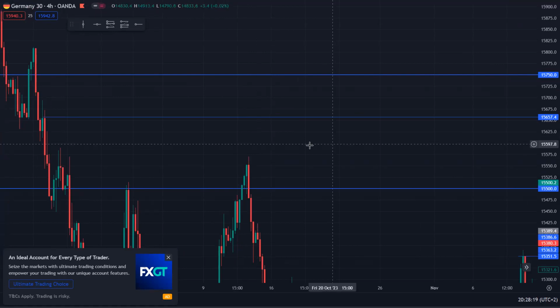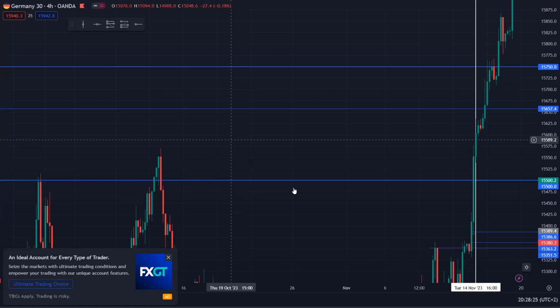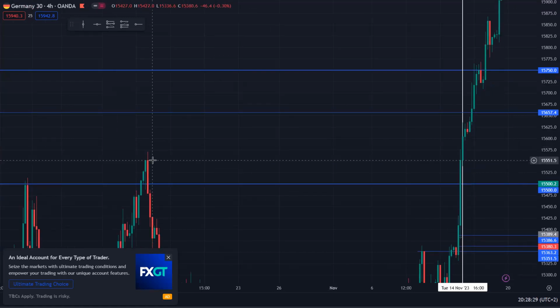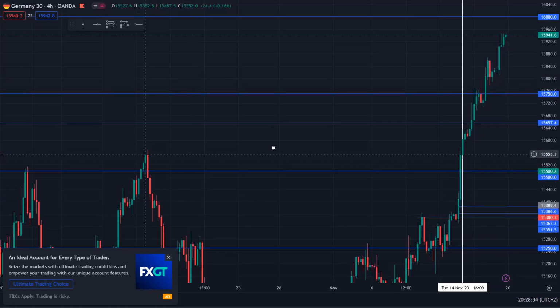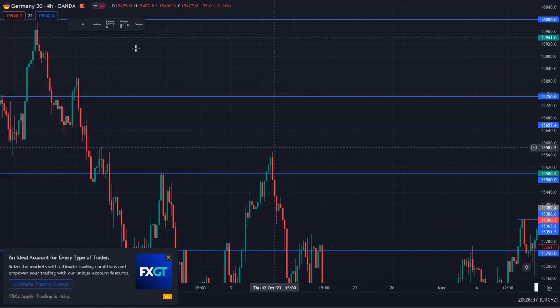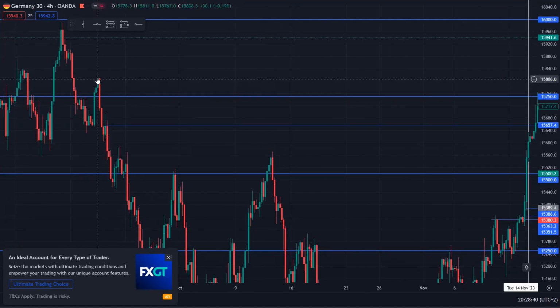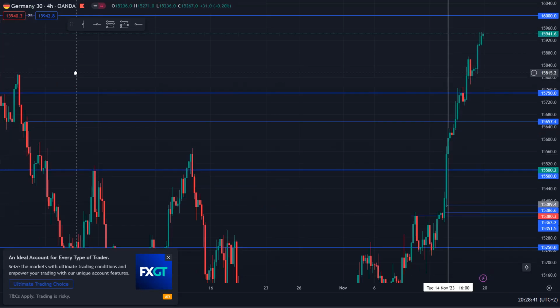You can mark them as a point of take profit, right, or rejection, right? You can mark them, like also this one, right? The market tends to react on it. The market tends to react, right?